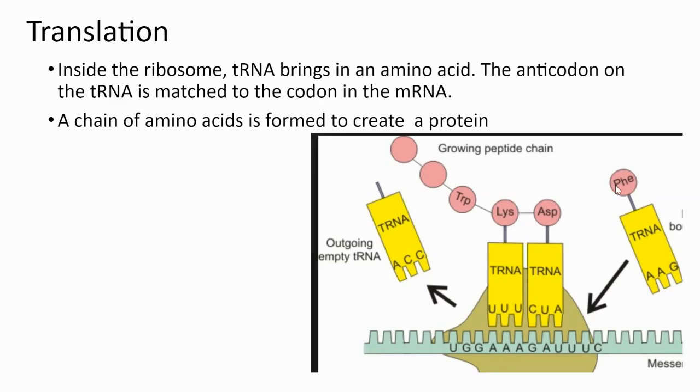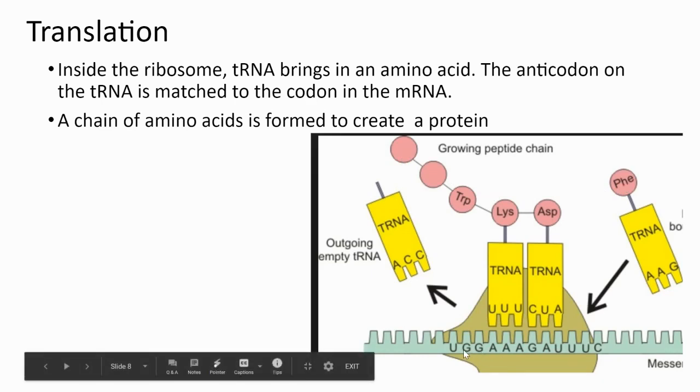Once we do this enough, we're going to get a chain of amino acids. Okay, and this chain of amino acids is going to create a protein. So again, every 3 pairs is a codon in mRNA, every 3 in tRNA is an anticodon. They have to match with the correct matching pair, and it's going to create a chain of amino acids up here.